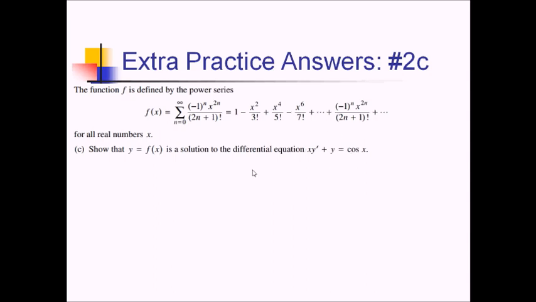So to do this, let's start with y prime, because we already know what y is. So let's get y prime. Y prime, that's going to be the derivative of all this. So that's going to be, let's see here, going from left to right, derivative of 1 is 0.